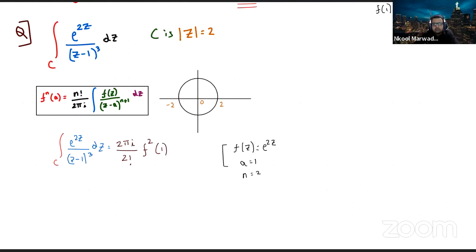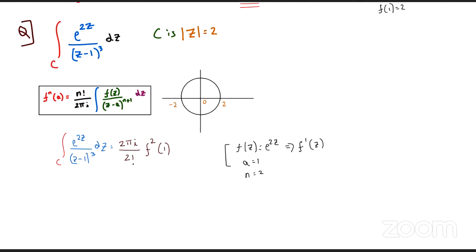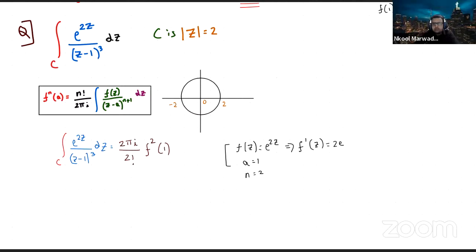It implies f of z I know. So f dash z is 2 e to the power of 2z. It implies f double dash z I can calculate: 4 e to the power of 2z. And f double dash 1 will be 4 e square.